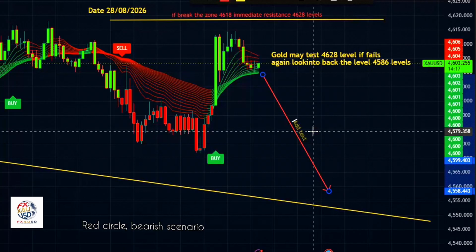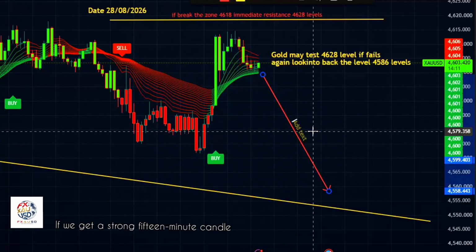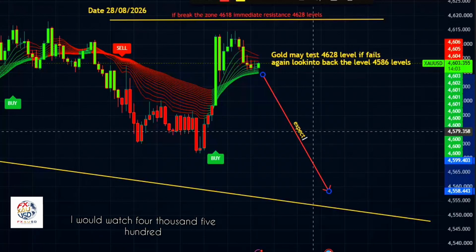Bearish scenario. Now let's look at the opposite side. What happens if gold fails to hold 4,600? If we get a strong 15-minute candle close below 4,600, the bullish setup becomes weaker. In that situation, I would watch 4,590 as the next important area. Below 4,590, the next major level shown on our chart is 4,586.